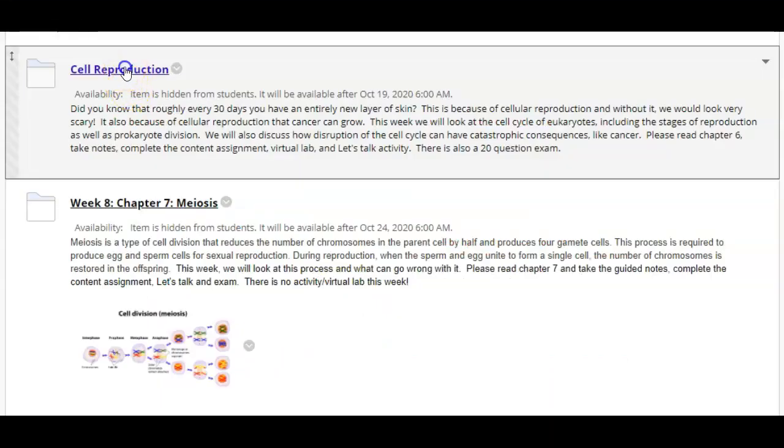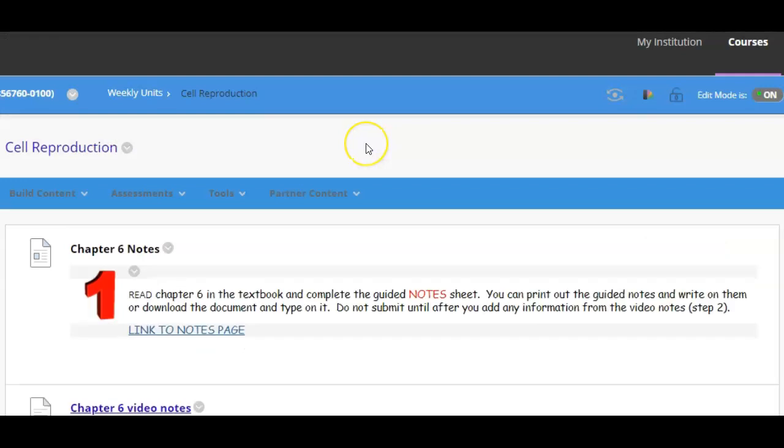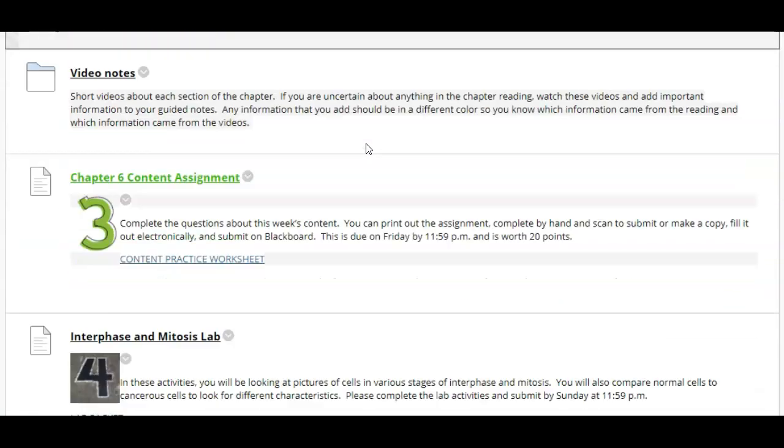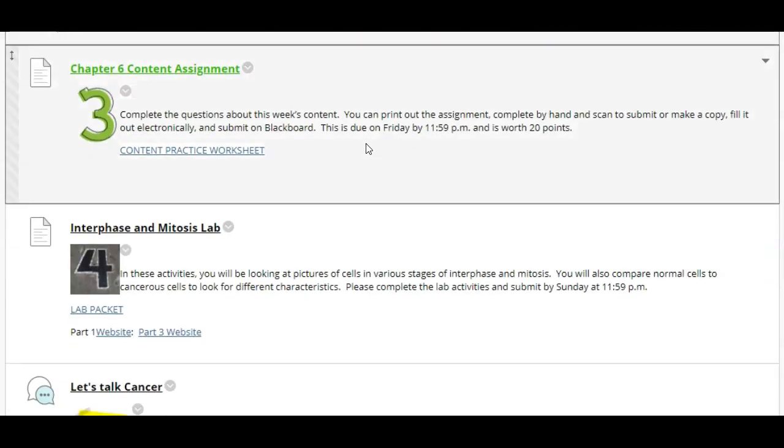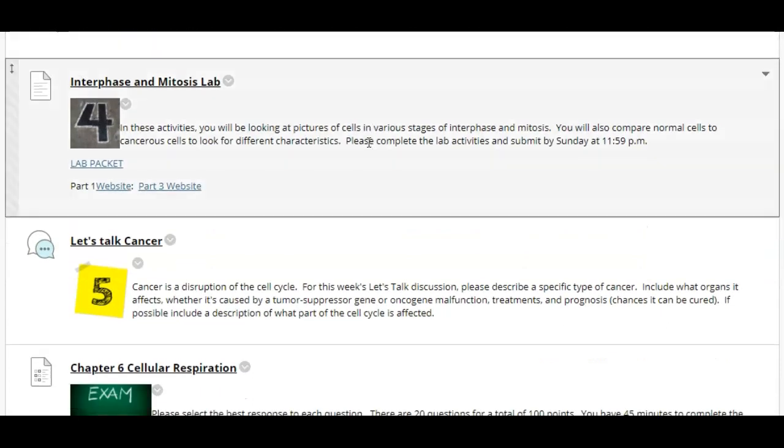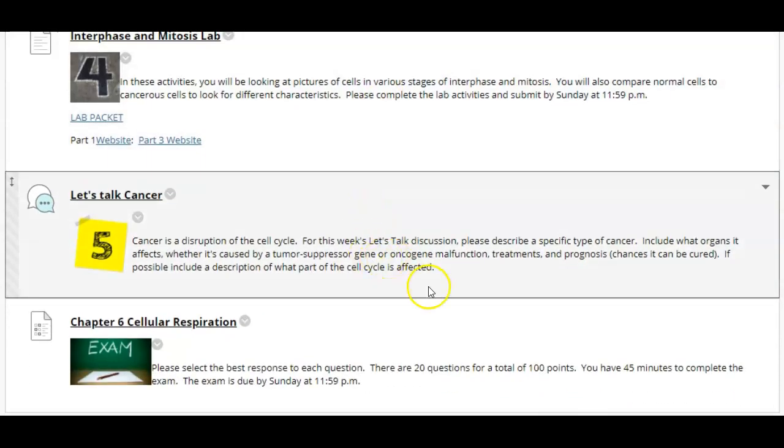Heading over to Blackboard here, we've got the cellular reproduction folders, your guided notes, video notes, content assignment. There is an interface in the Mitosis Lab that looks at various points in time in the cell cycle, and also looks at a situation looking at different cancer cells. And then your Let's Talk, which is cancer.